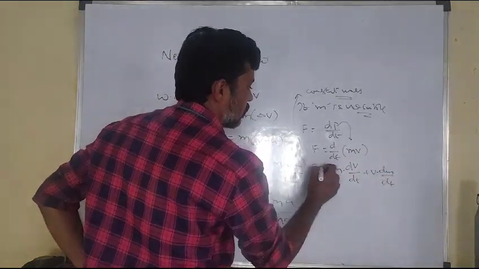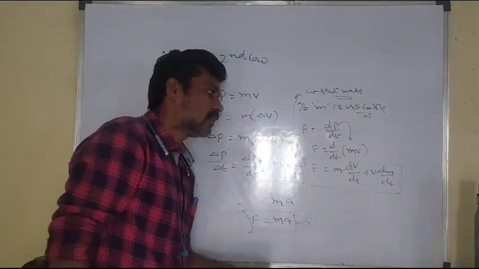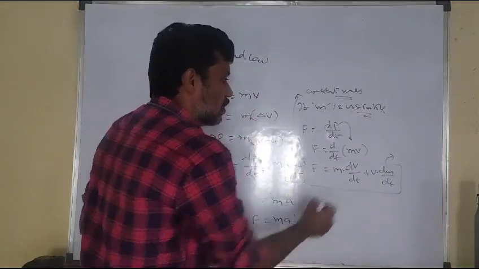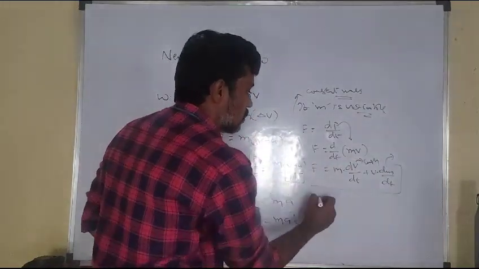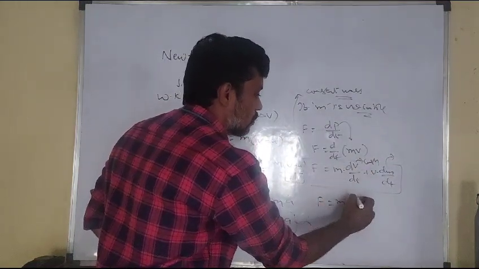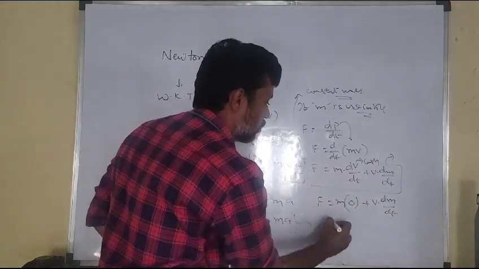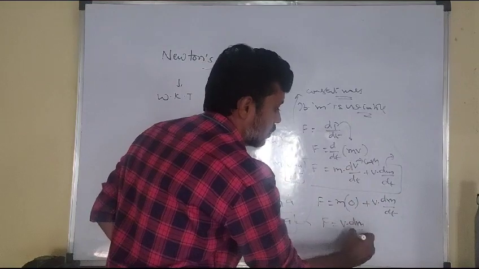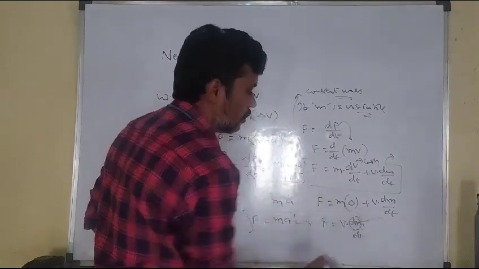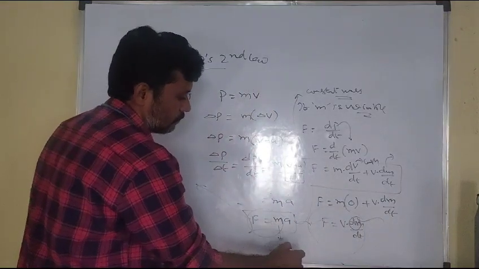This is the basic correct formula for Newton's second law: f equal to m into dv by dt plus v into dm by dt. If mass is variable, we have to use this one. If velocity is constant, then dv by dt becomes 0, so f equal to only v into dm by dt. This is the formula for the force when mass is variable. This is the formula for the force when the mass is constant.